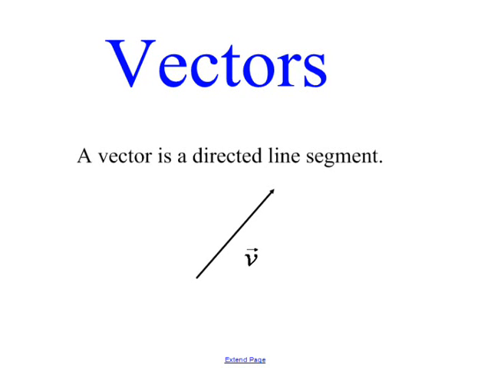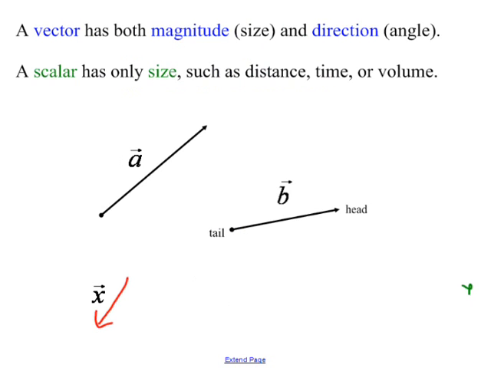Hello, today we are going to learn a little bit about vectors. First of all, a vector is a directed line segment, and we use the notation V with a little ray above it. In geometry, we'd call a vector a ray. A vector has both magnitude, which is size, and direction. A scalar has only size, such as distance, time, or volume. Anytime you see the word scalar, just think some sort of number or constant, like 5, -3, something like that.